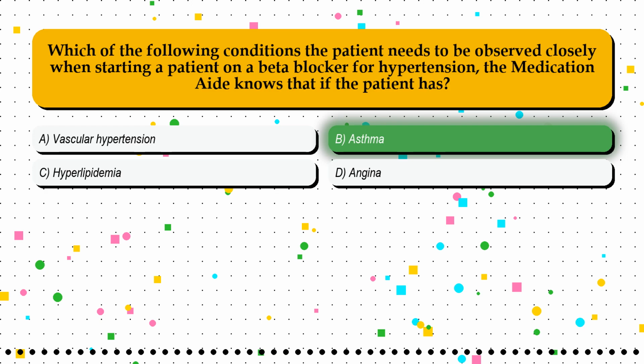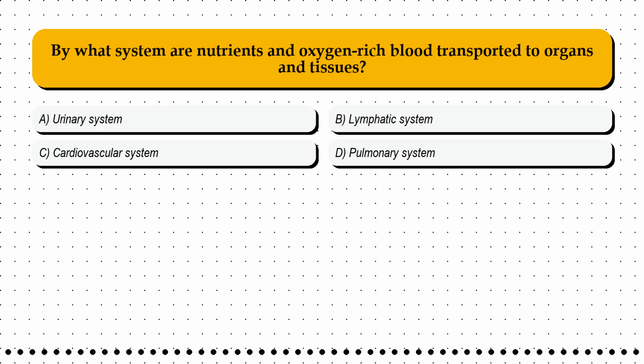The correct answer is option B, asthma. Question 105. By what system are nutrients and oxygen-rich blood transported to organs and tissues? Option A, urinary system. Option B, lymphatic system. Option C, cardiovascular system. Option D, pulmonary system.